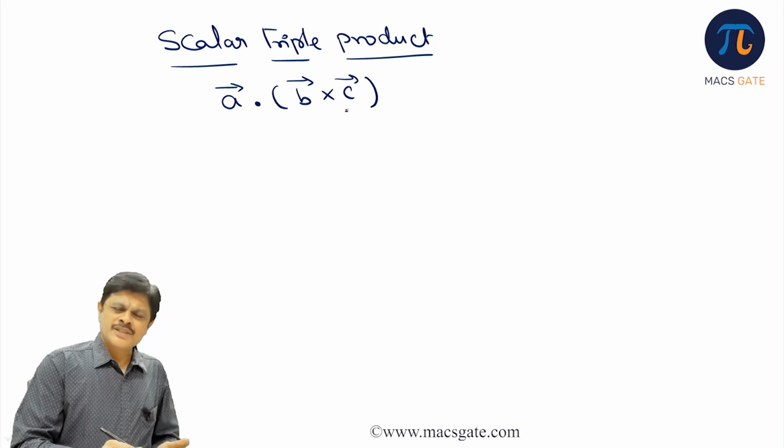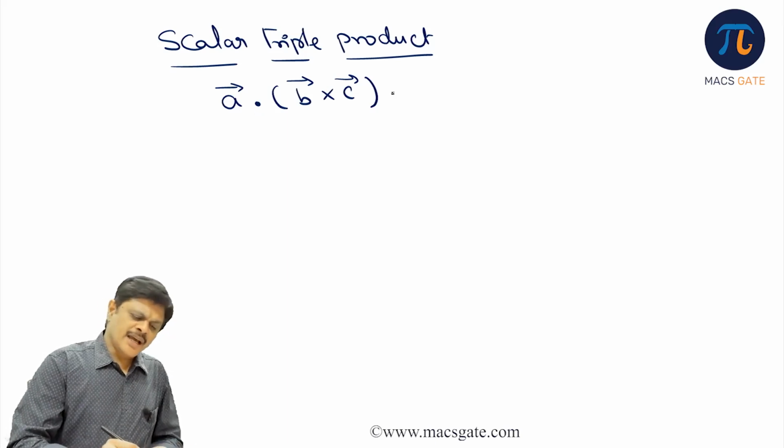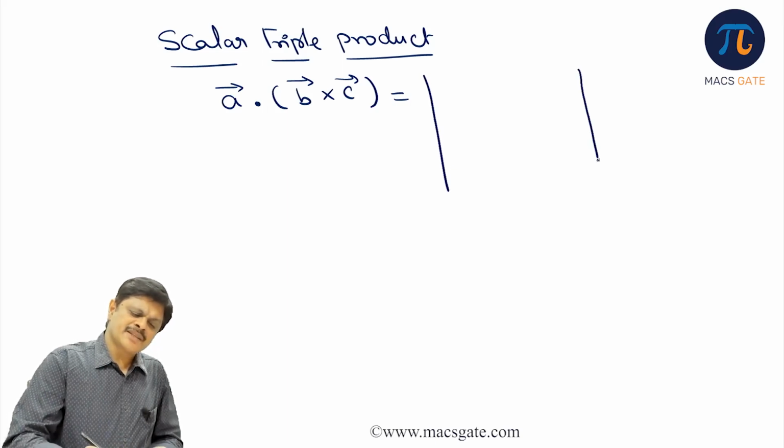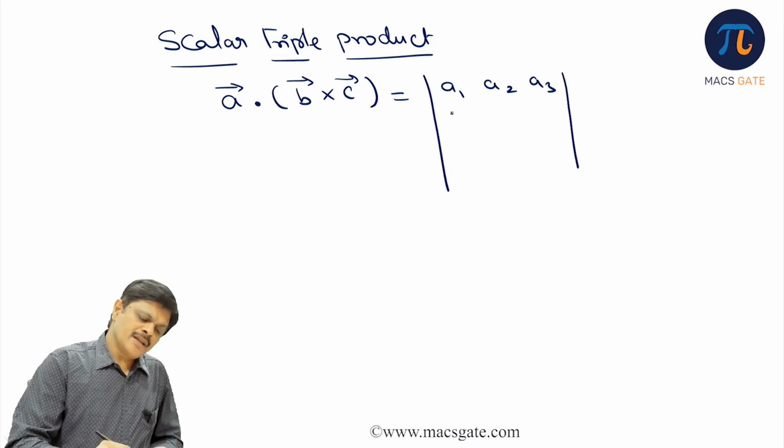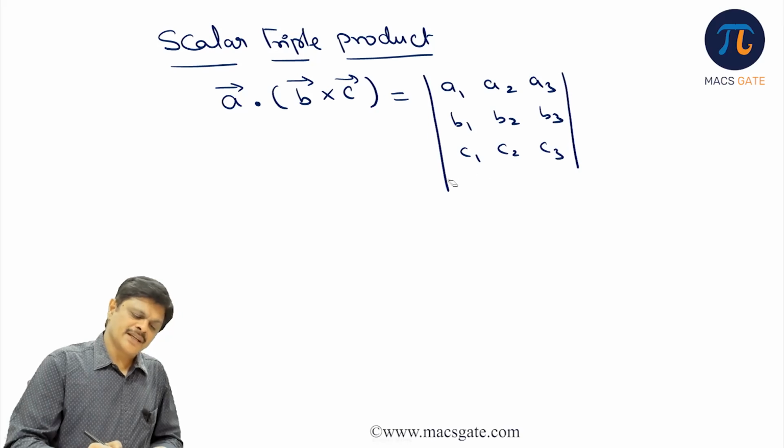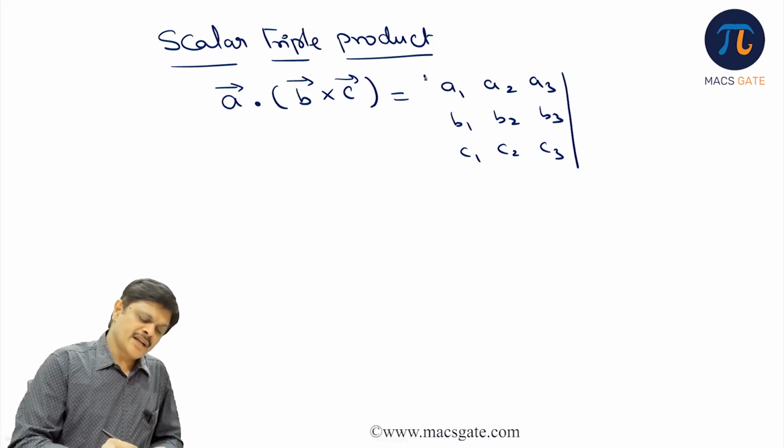So this B cross C is a vector, and A is a vector. So for these two vectors, we can have a dot product and we can have a cross product. That is the definition, and this definition we can directly remember. It is given by this 3 by 3 determinant. You just write the components of A, A1, A2, A3, then components of B, B1, B2, B3, and components of C, that is C1, C2, C3. Like this, we can get this scalar triple product.